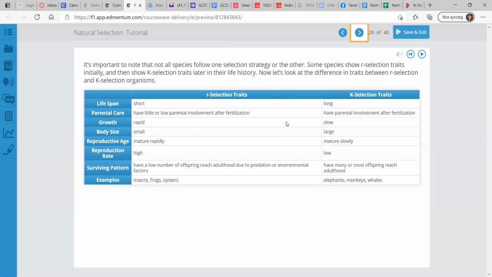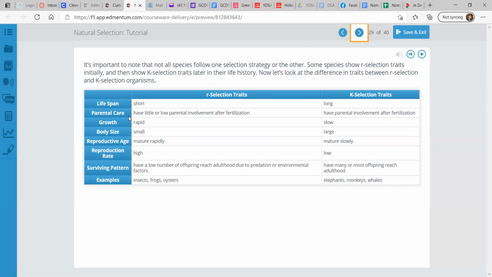It's important to note that not all species follow one selection strategy or the other. Some actually show R selection traits at first, and then show K selection traits later in their life history. So we're going to look at some of the differences between those rate selection traits and those carrying capacity selection traits. So what you see in R selection organisms, they don't live very long.